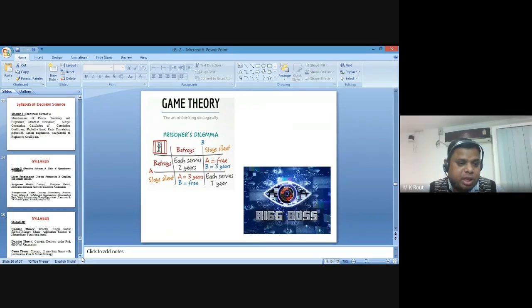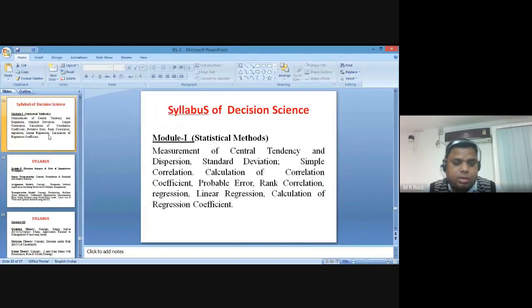So without wasting time, let me focus on the syllabus. This is module number 1. The first module contains statistical methods, that is, measures of central tendency and dispersion. Standard deviation is there, simple correlation, calculation of correlation coefficients is there, probable error is there, rank correlation is there, regression analysis is there, and another part, linear regression and calculation of regression coefficient, is there. This is the whole content of your module number 1.